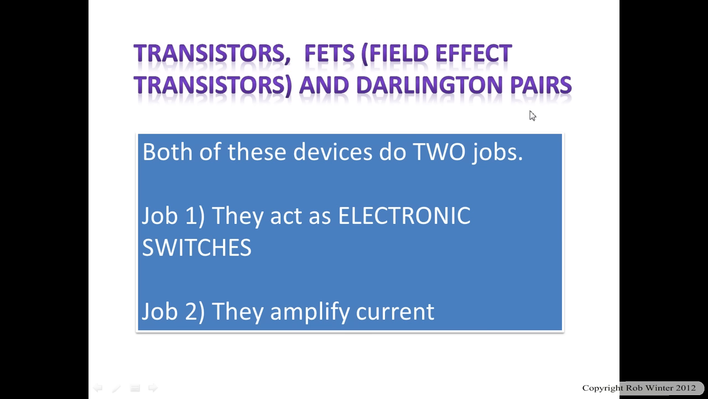Okay, right, first things then, they do two jobs. Doesn't matter if it's a transistor or a field effect transistor, and Darlington pairs actually, they always do two jobs. And if you ever get a question that says name one job you could use a transistor for, say one of these. Acts as an electronic switch, I'll explain that in a minute, or it can be used to amplify current. You should know that amplify means to make bigger.